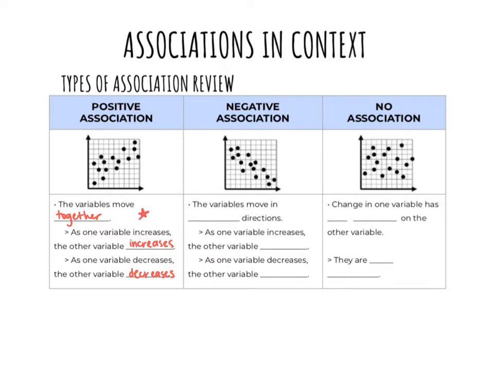Next would be a negative association. This means that the variables move in opposite directions. So as one increases, the other decreases. Or vice versa. As one decreases, the other increases. They move oppositely. Finally, no association. That means that a change in one variable has no effect on the other. In other words, they're not related.